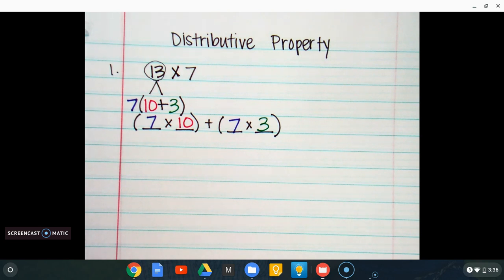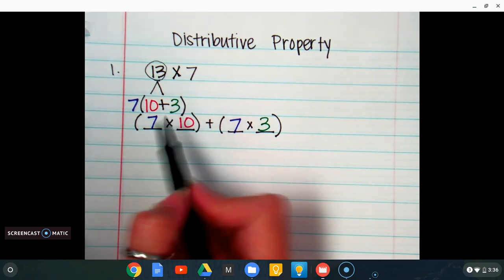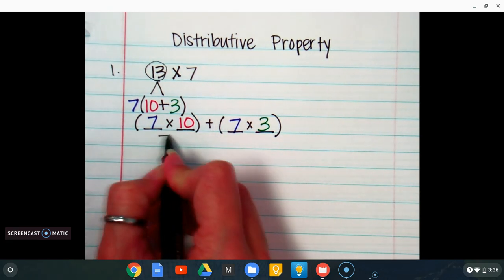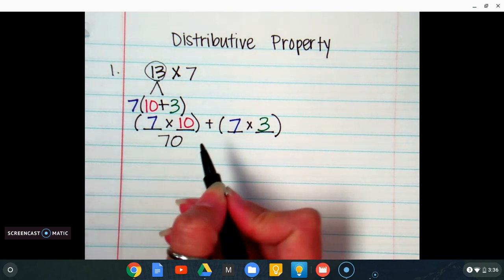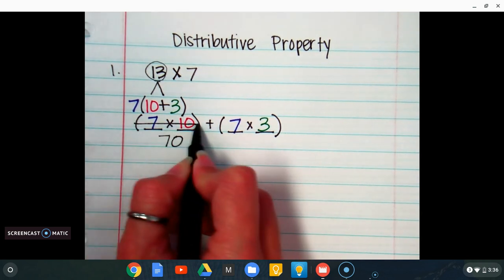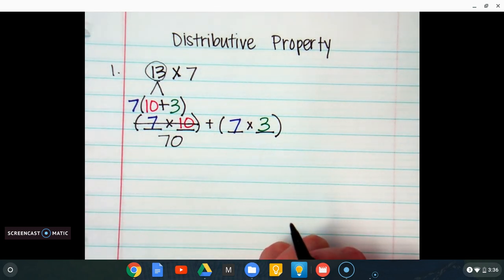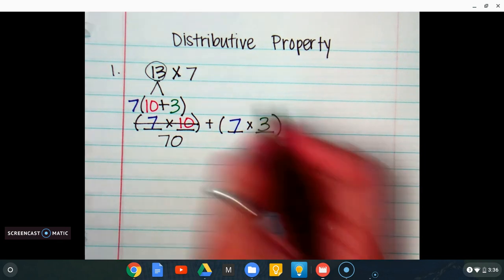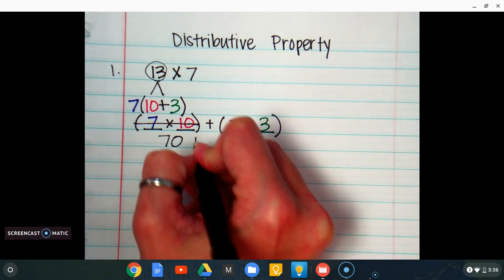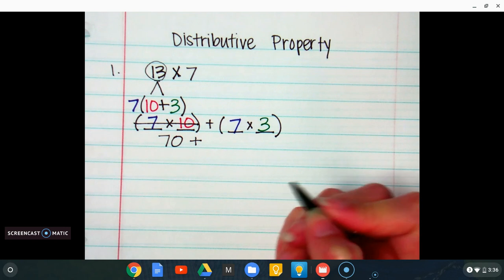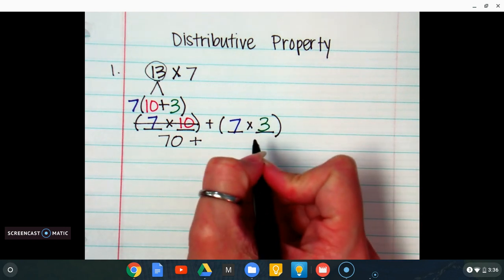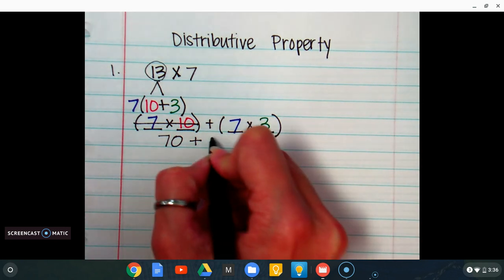Once we get to this spot, they just solve it. So I have 7 times 10. That's easy. That's 70. Once they get done, I tell them to cross it out so we don't have to look at it anymore. Then we cannot forget that plus sign. So we bring the plus sign down. And then we do 7 times 3. 7 times 3 is 21.